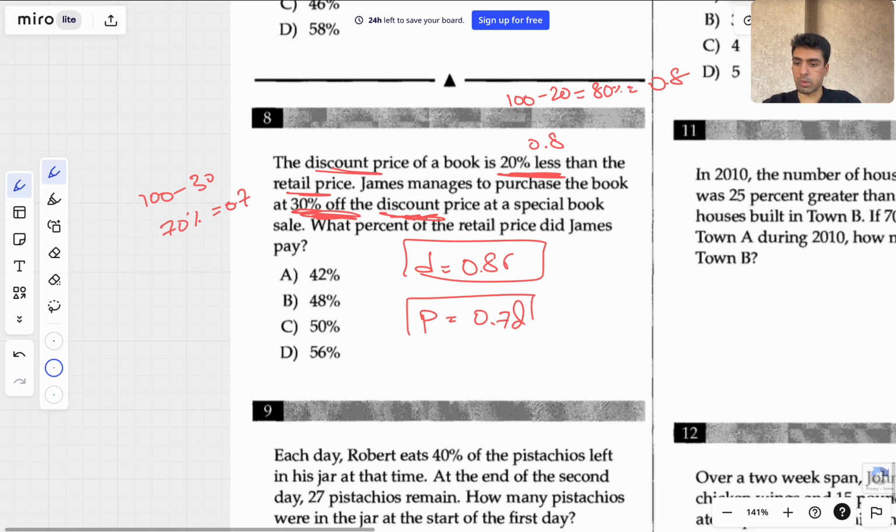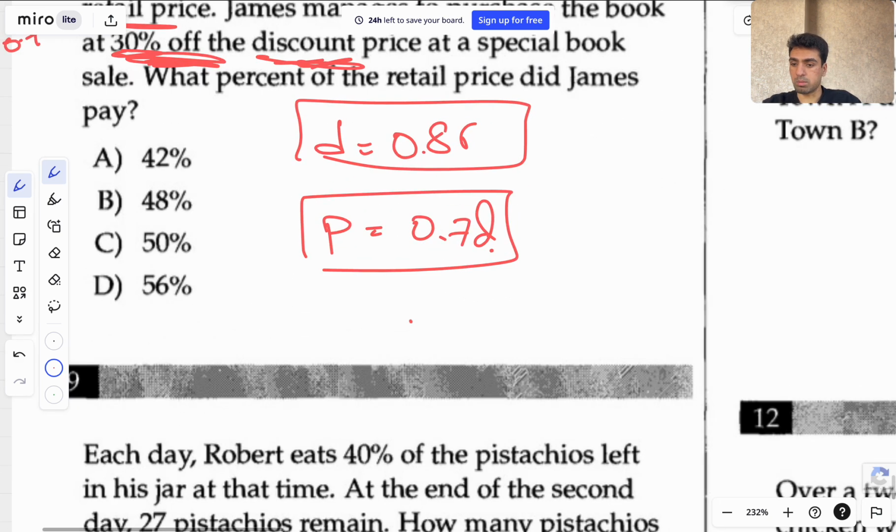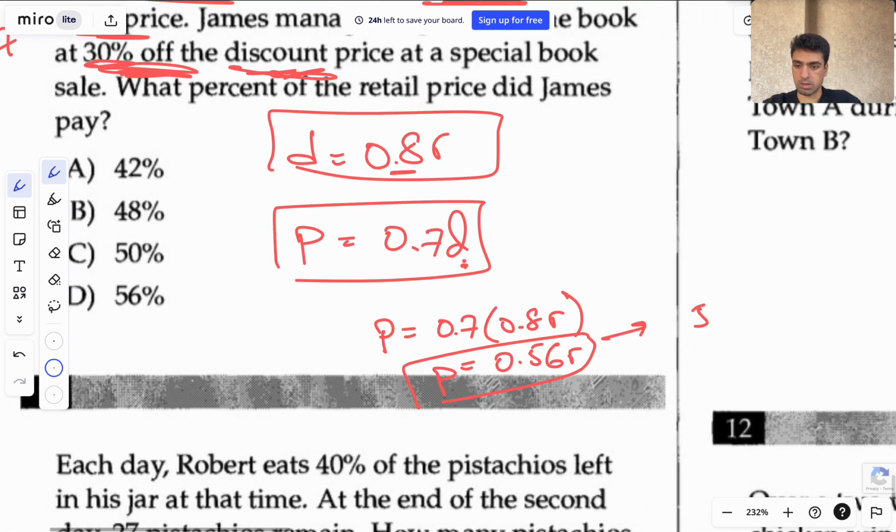So we have these two equations. So we know that D is equal to this. You can simply substitute that into D over here, which means you get P is equal to 0.7 D, which is equal to 0.8 R. If you solve this, you get P is equal to 0.56 R, which means the purchase price is 56% of the retail price. So that will be 56% of retail.